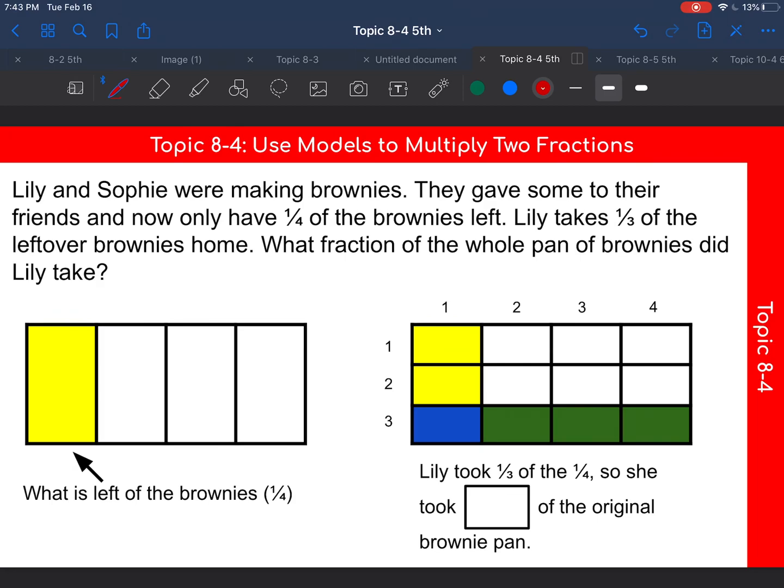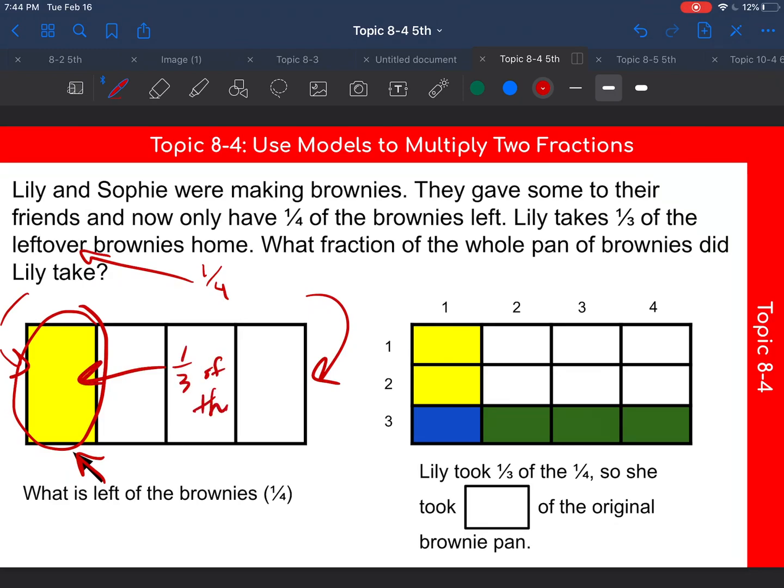So this problem, it says Lily and Sophie were making brownies. They gave some to their friends and now only have 1/4 of the brownies left. Lily takes 1/3 of the leftover brownies, which is 1/4, home. What fraction of the whole pan of brownies did Lily take? So this is the pan of brownies right here, okay? This section right here is what is left of the brownies after Lily and Sophie eat them or give them away, whatever they do. Now, of this 1/4, Lily takes 1/3 of that, okay? So Lily takes 1/3 of 1/4.